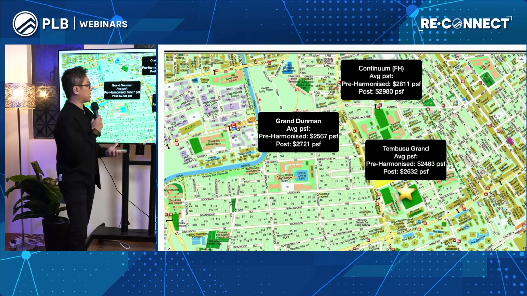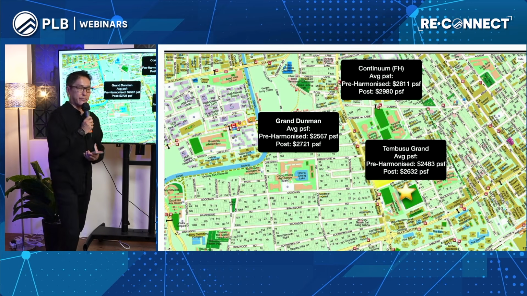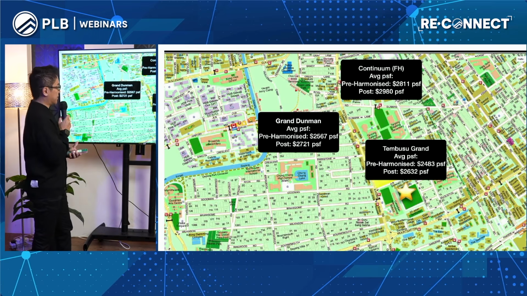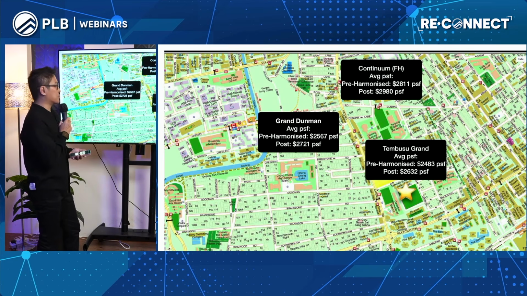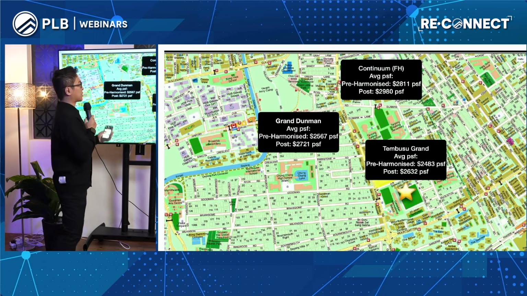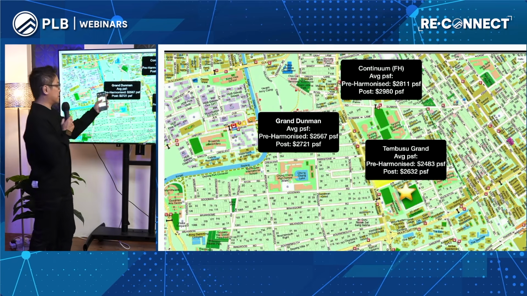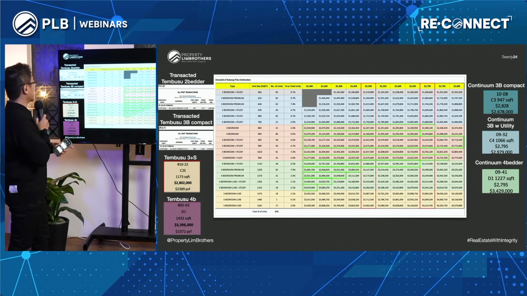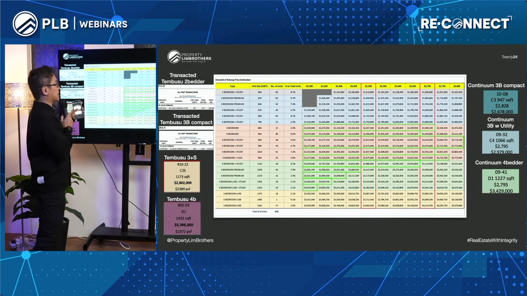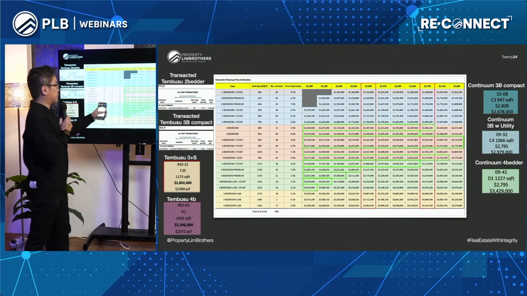And of course, Tembusu Grand itself is 2,483 per square foot, and post-harmonization is 2,632 per square foot. Right, so this is a comparison of the locations in this particular region. And there's also this comparison of what we have over here, Emerald of Katong. Of course, the price per square foot itself does make a difference in terms of the overall quantum.